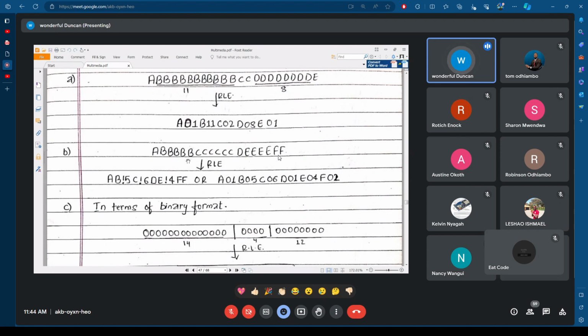Still, we have another example here where we have how many B's? 1, 2, 3, 4, 5. So we have A, B flag 5 times, then C how many times? 1, 2, 3, 4, 5, 6. We have C flag 6. Then we have D1. How many E's? We have 4. Then we have E flag 4. Then we have F. We are going to stick at that.